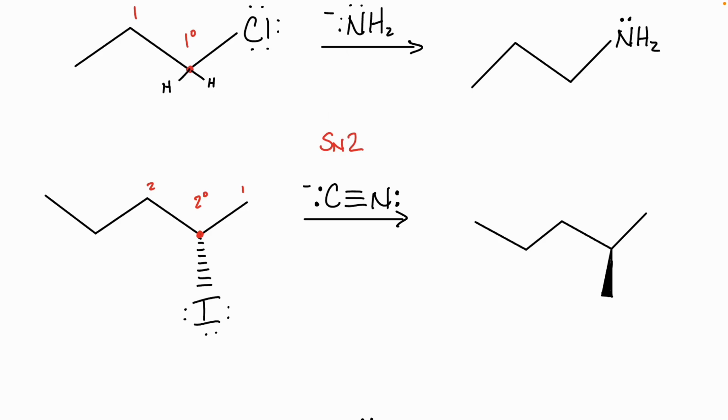This is what's called, and we're going to see this guy a lot, a very good nucleophile. This is what's called a cyanide ion. Note that the negative charge is on the carbon, so that's what's going to be attached to our new molecule here, not the nitrogen.